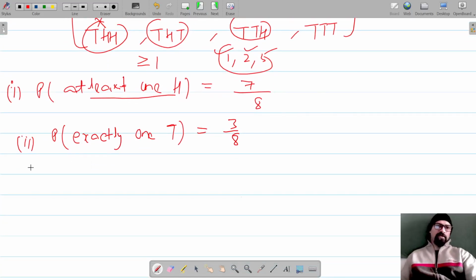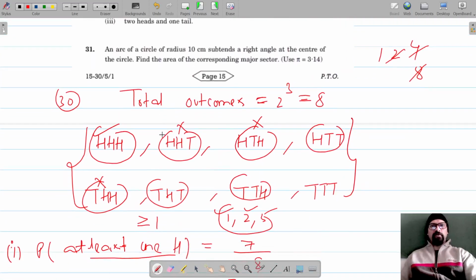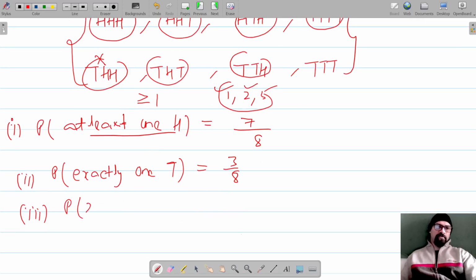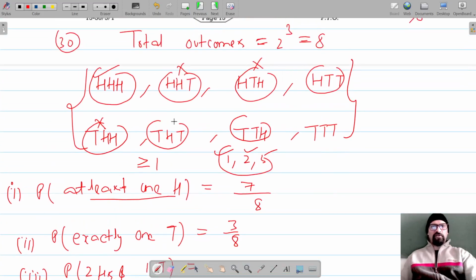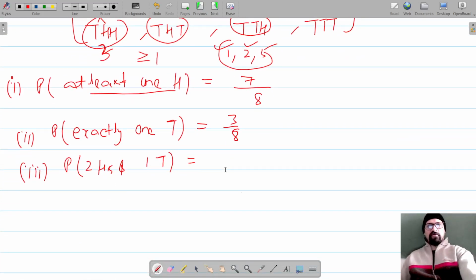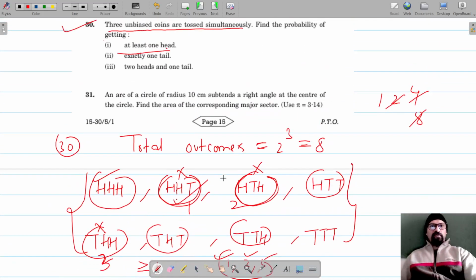And next is probability of two heads and one tail. So two heads and one tail are here, and here, and here. So we have a total of three outcomes. So this is also 3 by 8. Okay, moving on to the next question.